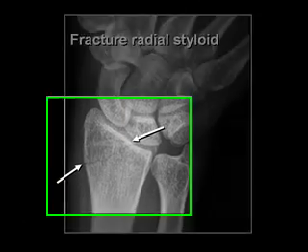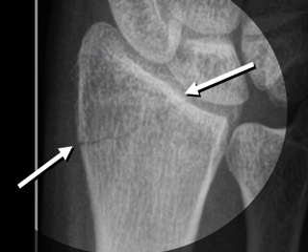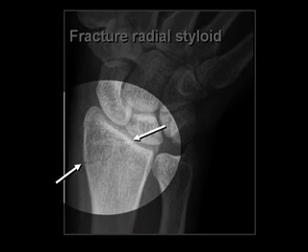This is an example of a fracture of the radial styloid. You can see that the white arrows point to the fracture line.